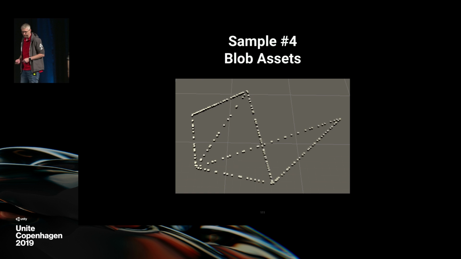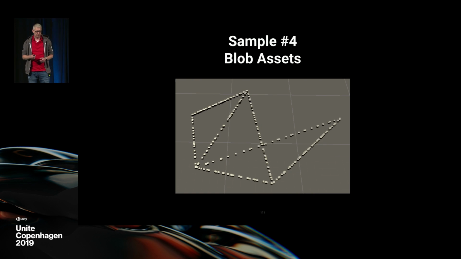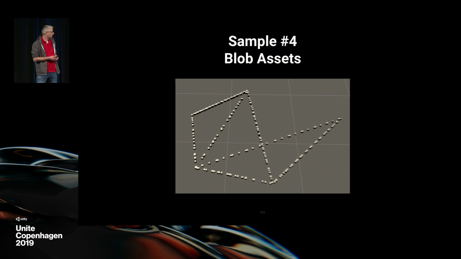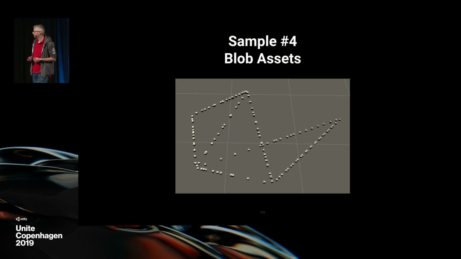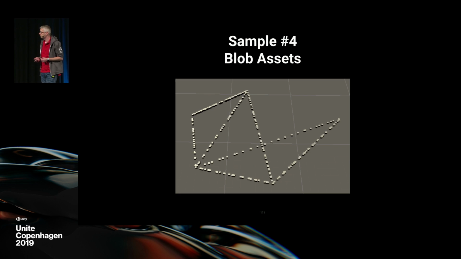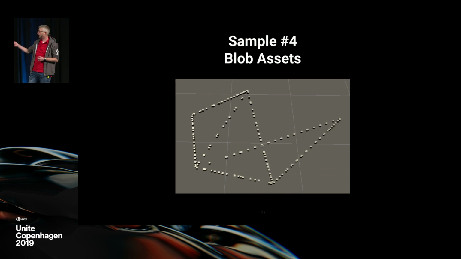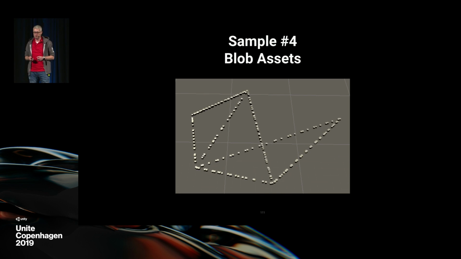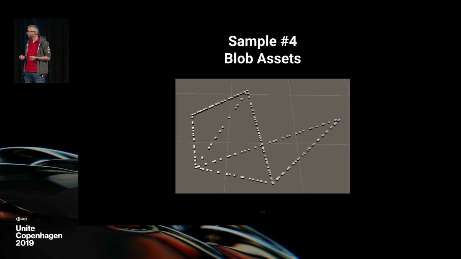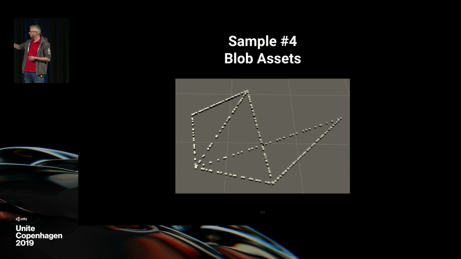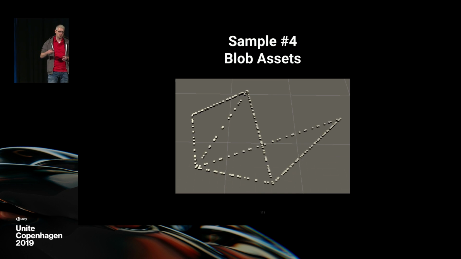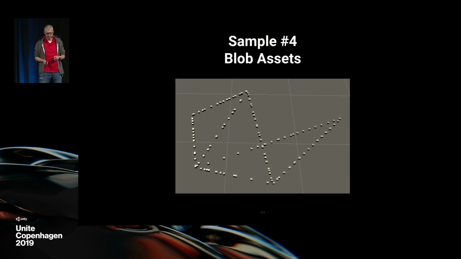Thanks, Fabrice. So the fourth sample is all about blob assets. It might be a bit hard to see what's going on here, but what we have is a graph of 5 nodes, some edges between them, and entities that spawn at nodes choose an edge to walk at, and then go to the next node, pick a new edge, walk along that.